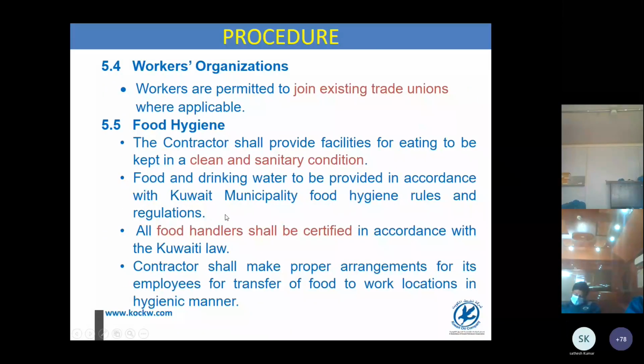And workers organizations, workers are permitted to join existing trade unions wherever it is applicable. The food hygiene, we had an unfortunate incident related to food poisoning recently. The rig was shut down for 2 or 3 days. So food hygiene is so important. Imagine how difficult the situation is when the food hygiene goes wrong. So everybody will be breaking down. So all these things are very important as part of the procedure.